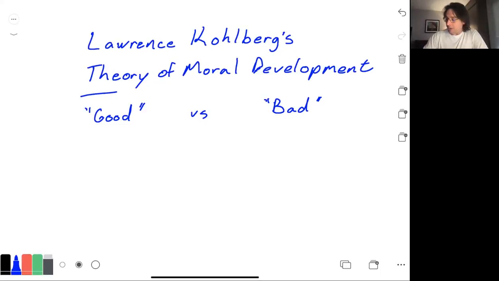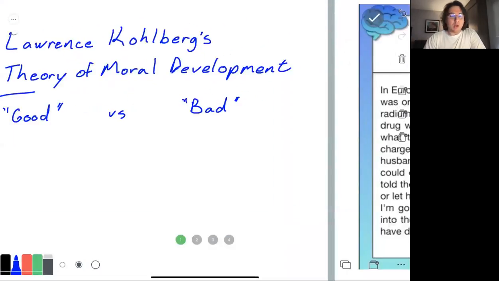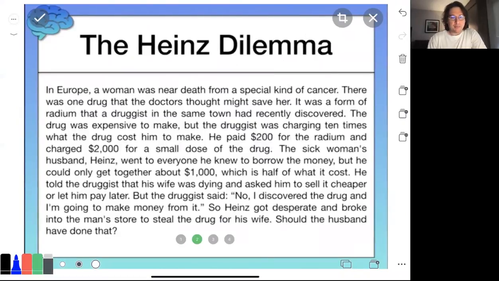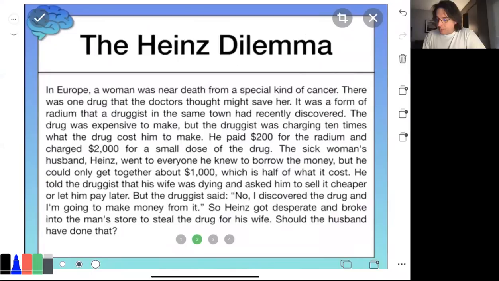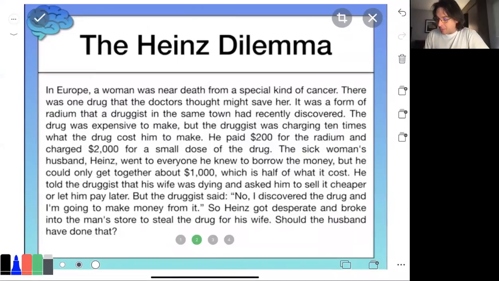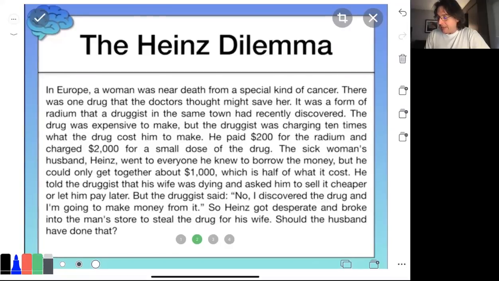All right, let me bring this up on the screen so you can read along with me, and just think about what your response would be, okay? So in Europe, a woman was near death from a special kind of cancer. There was one drug that the doctors thought might save her, and it was in the form of radium that a druggist in the same town had recently discovered. The drug was expensive to make, but the druggist was charging 10 times what the drug cost him to make. He paid $200 for the radium and charged $2,000 for a small dose of the drug.